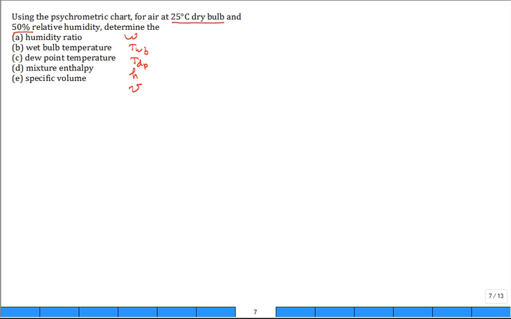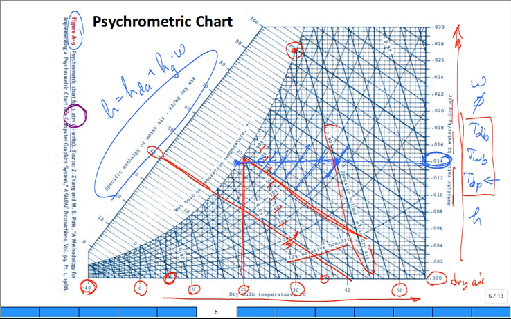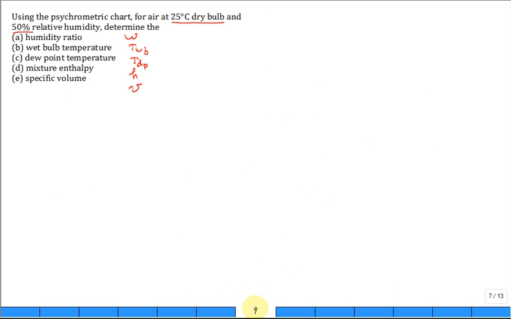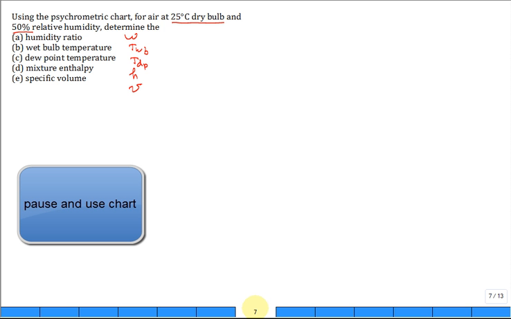I forgot to point out specific volume. Specific volume is right here, this line. Its slope right here is a constant value of 0.9. See that? This is a constant value of 0.85 specific volume. Here's a constant value of 0.8 specific volume. And they tell you the units on it, meters cubed per kilogram of dry air for that specific volume. So, read off those values. Locate the state on the chart and read them off, okay?